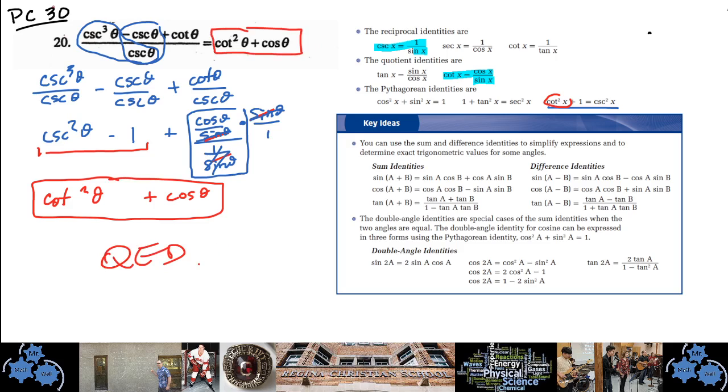Okay, so this step right here is really important. It's a great idea to split. If you can't take a common factor out, split into three separate fractions, then simplify and do what you can, and then look for identities.